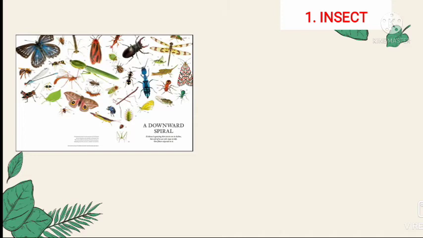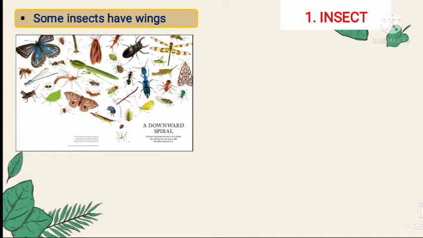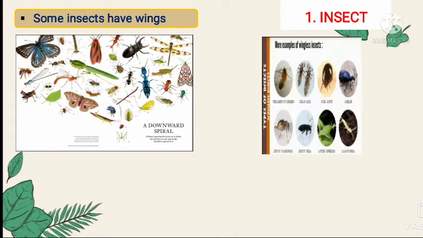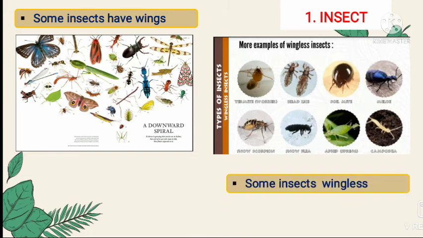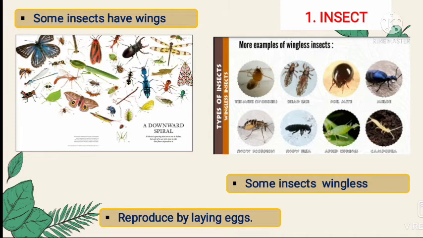What else? As we know, some insects have wings and some other insects are wingless. So it is kind of like mites, the ones that you can find. They're usually pretty small. You can see them with a microscope. And insects also reproduce by laying eggs. Thousands of eggs will hatch and become small young insects.